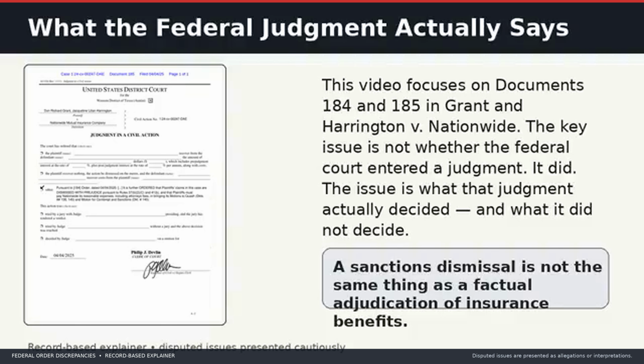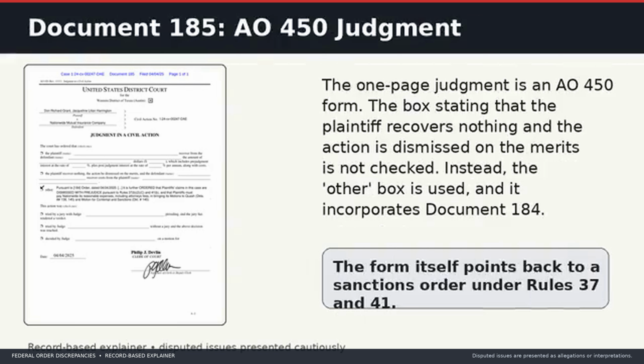A sanction dismissal is not the same thing as a factual determination of the underlying insurance benefits, payment accounting, and designation of insurance proceeds. Document 185 is an AO-450 judgment in a civil action. The standard form contains a specific choice stating that the plaintiff recovers nothing and that the action is dismissed on the merits. On this copy, the selection is not checked.